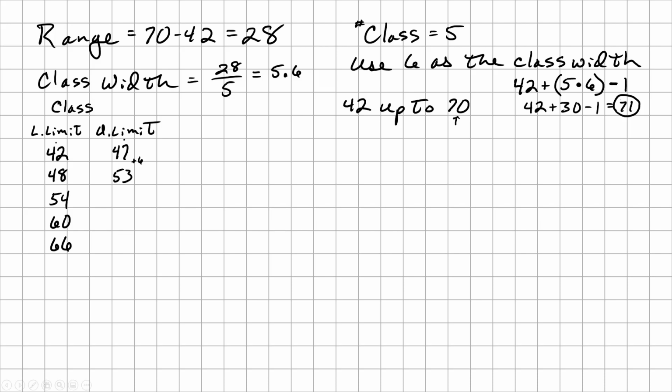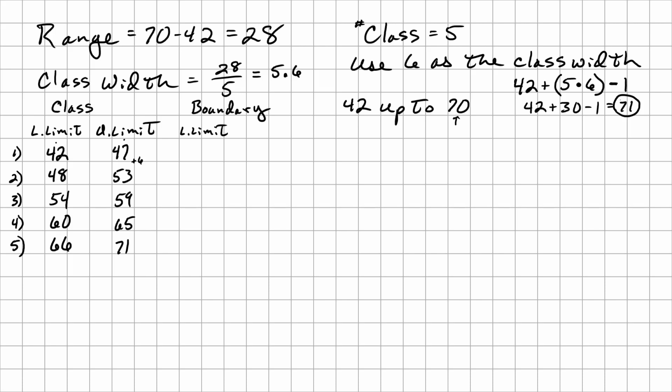And you'll notice that this gives me my 5 classes. So I'm just going to number them: class 1, class 2, class 3, class 4, and class 5. And then I'm going to continue the process by adding 6 to each of the upper limits, and I will end up with 59, 65, and then 71. The next thing I want to do are the boundaries.